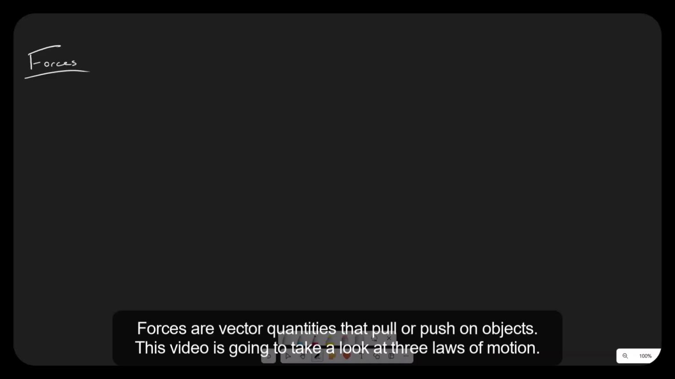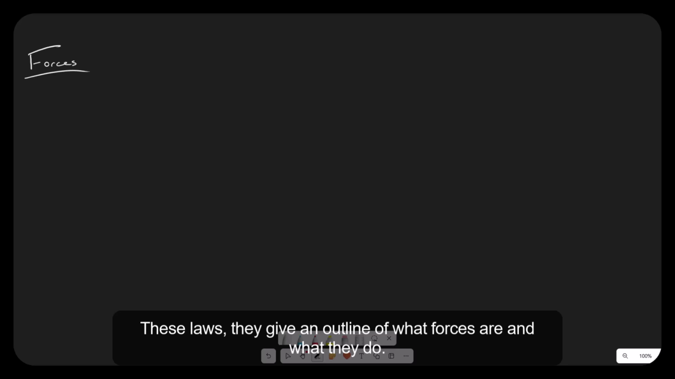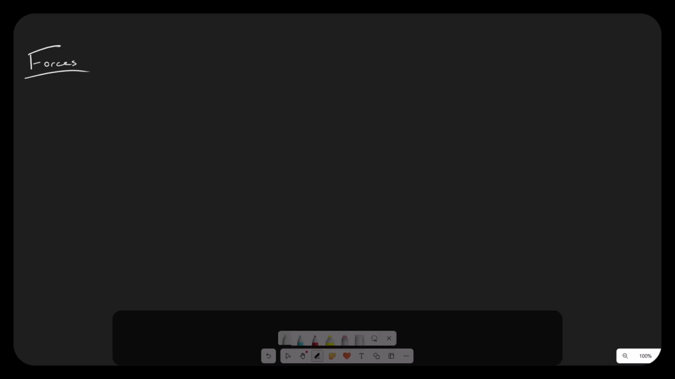Forces are vector quantities that pull or push on objects. This video is going to take a look at Newton's 3 laws of motion. These laws give an outline of what forces are and what they do. Newton's first law is a law of inertia.